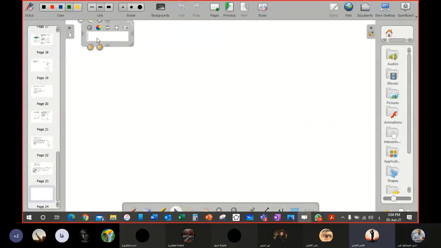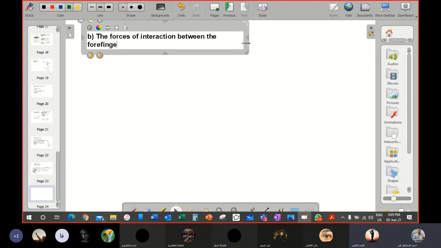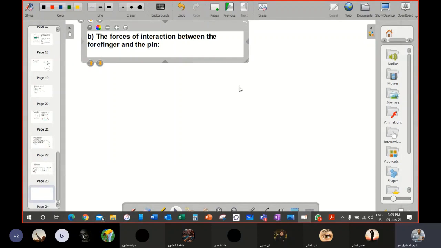The forces of interaction between the magnet and the steel block. No, part A we finished it. Part B, between the finger and the drawing pen. This depends on the way we are inserting the pen. It may be vertical, it may be horizontal. Let's say that this is the pen.